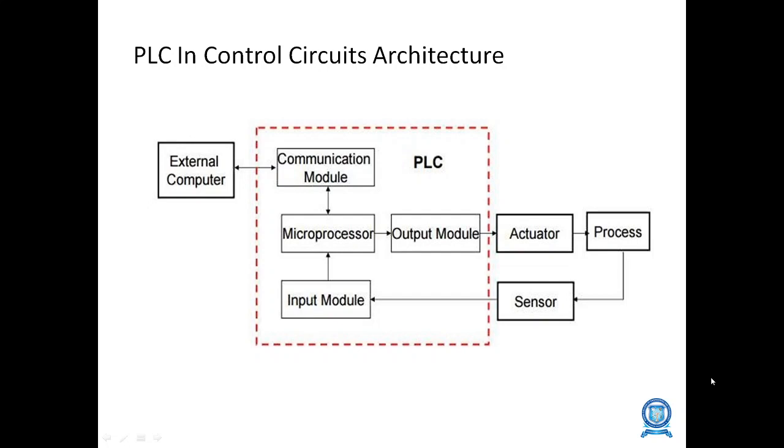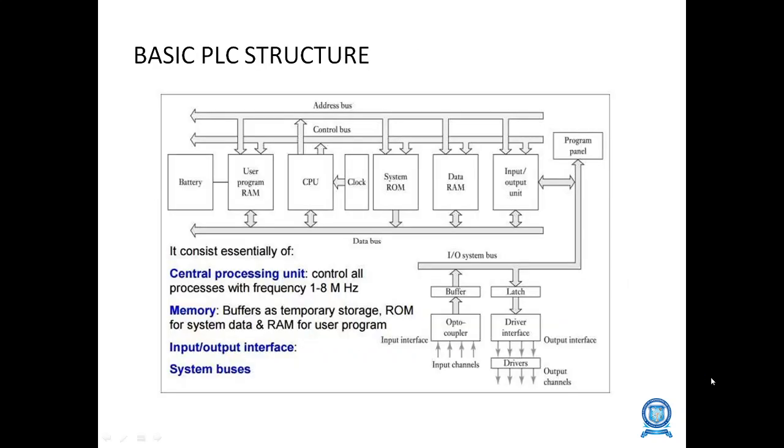PLC in control circuit architecture has an external computer. The PLC has a communication module, microprocessor, input module and output module. The output is sent to the actuator and the process, and the feedback from the process is sensed by the sensor and sent to the input module.